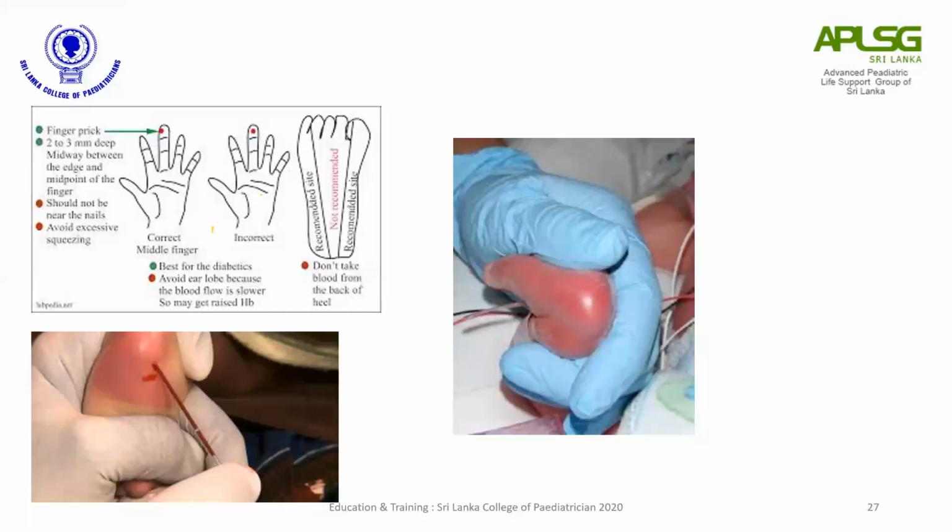When it comes to the finger prick, it should be midway between the edge of the finger and the midpoint of the finger. Again, not in the middle, and you should avoid the places close to the nails. When you are collecting the blood, excessive squeezing has to be avoided because otherwise the sample will be hemolyzed.